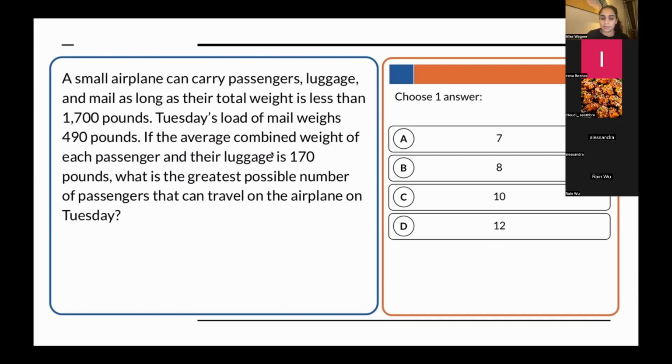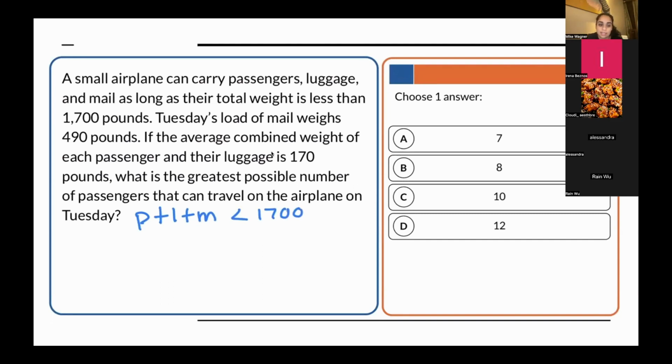All right, I'm going to go ahead and work through the solution. So we have a small airplane that can carry passengers, luggage, and mail as long as the total weight is less than 1,700 pounds. So we can write that as people plus luggage plus mail has to be less than 1,700 pounds.